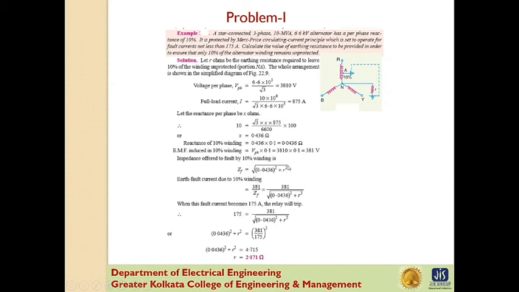Now impedance offered to the fault by 10% winding is root over reactance square plus resistance square, and earth fault current due to 10% winding is 381, that is the EMF induced in 10% winding, divided by ZF. ZF is the impedance offered to fault by 10% winding. Now when this current becomes 175, the relay trips, so we put 175 equals 381 by root over 0.0436 square plus R square, and from this equation we solve R, which is equal to 2.171 ohm.